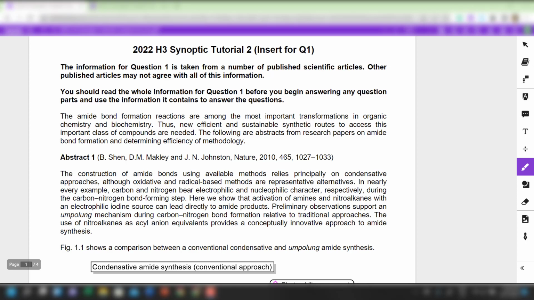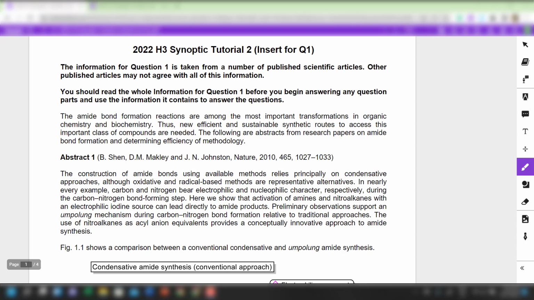Hello students, we'll be reviewing the first question of Synoptic Tutorial 2. If you are not already aware, this is what we call a stimulus-based question, which will be the first question in your H3 papers for both your prelim exams as well as your A-levels. For the lecture test which you have just taken, this is also question 1.